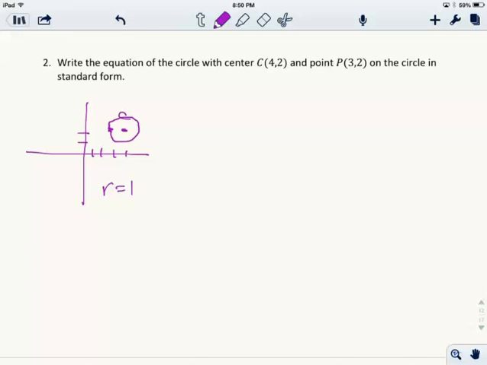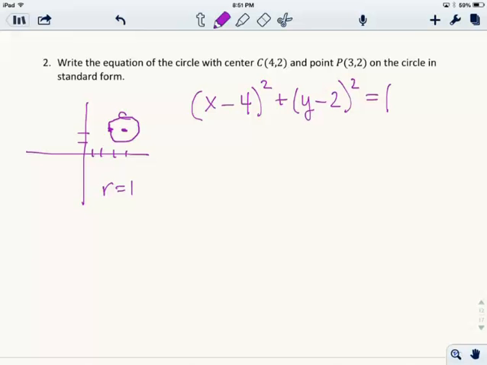So going back and plugging it into our equation of a circle, our equation is x minus h, in this case 4, squared, plus y minus k, in our case 2, squared, equals, our radius is 1, and 1 squared is 1. So that right there will be our equation for our circle.